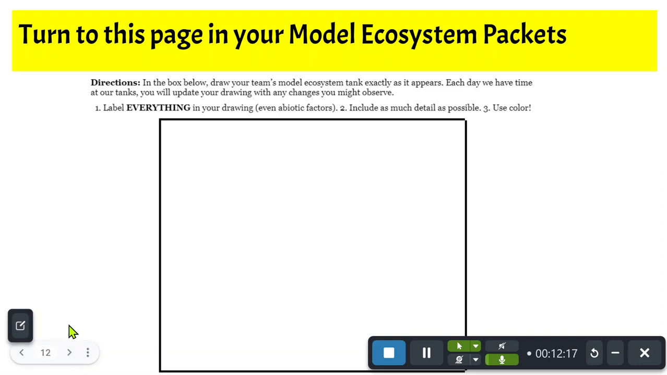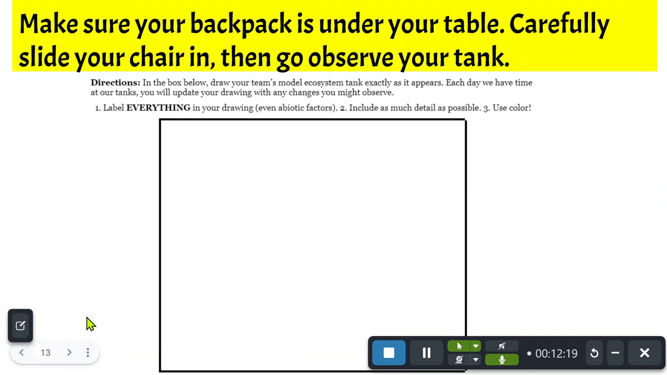Okay, remember you're going to be neat when you're drawing. Anytime you label anything, you guys in 8th period, you did not carefully bring your tank over to your table. But if you need to get up and go see your ecosystem, just make sure your backpack is under your table and carefully slide your chair in so that nobody bumps into anything. Okay. 2nd period, you may be doing the same thing. You may be getting up and looking at your tank, or Miss Russell might have you do something different.